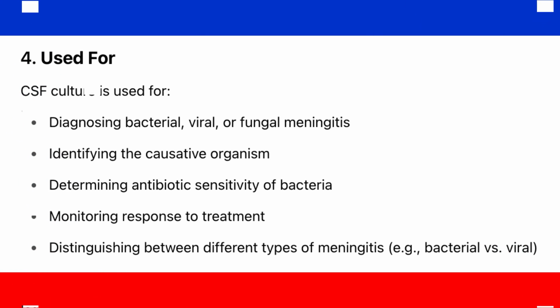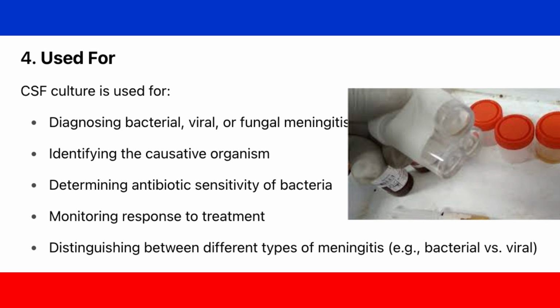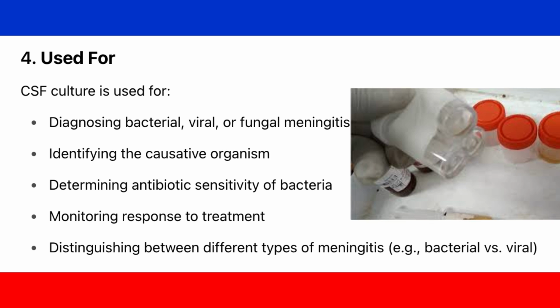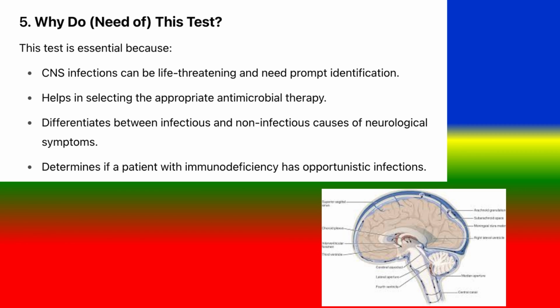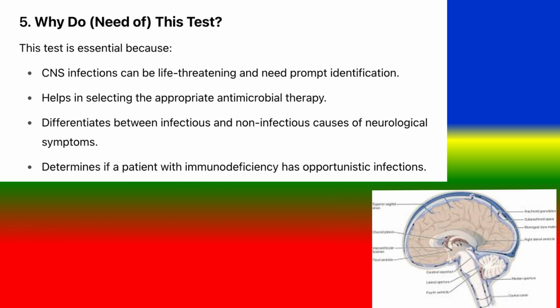Used for: CSF culture is used for diagnosing bacterial, viral, or fungal meningitis, identifying the causative organism, determining antibiotic sensitivity of bacteria, monitoring response to treatment, distinguishing between different types of meningitis, e.g., bacterial versus viral. Number 5. Why do I need this test? This test is essential because CNS infections can be life-threatening and need prompt identification. It helps in selecting the appropriate antimicrobial therapy, differentiates between infectious and non-infectious causes of neurological symptoms, and determines if a patient with immunodeficiency has opportunistic infections.